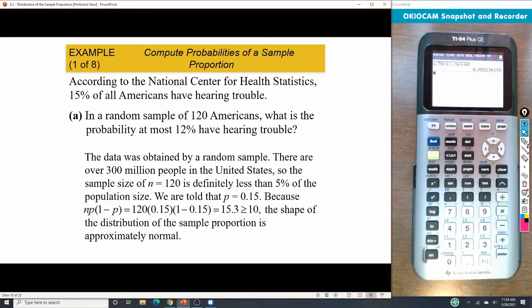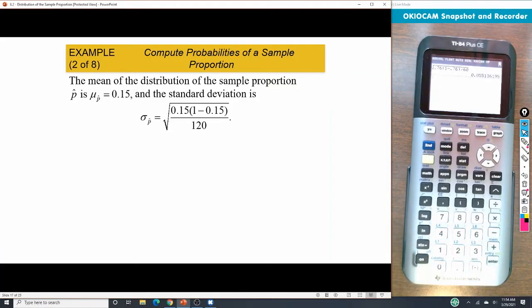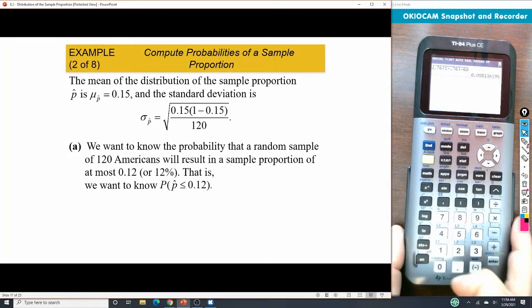We plug into our n times p times 1 minus p, we get 15.3. That is greater than or equal to 10, so we're good. We know this is going to be approximately normal. So our mu is 0.15 because it is p, that's 15%. And then our standard deviation here is the square root of 0.15 times 1 minus 0.15, divided by 120. They don't come up with any numbers from that, so let's just get an approximation so that we can look at a couple of things later on.